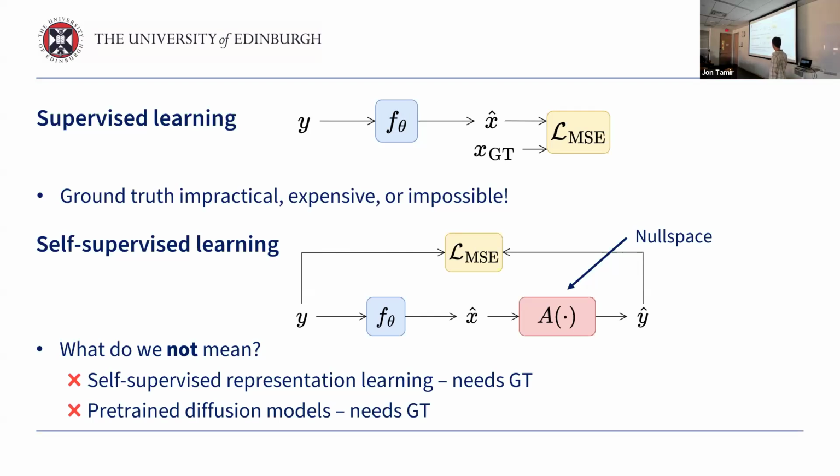Perhaps more closely related to our field is diffusion models. The diffusion model way of doing this is you have a pre-trained diffusion model which you download from Hugging Face, which is very well trained, and then you sample from that diffusion model to solve your inverse problem. And then some people say that's self-supervised in the literature, but they are ignoring the fact that this diffusion model itself has been trained on lots and lots of ground truth images.